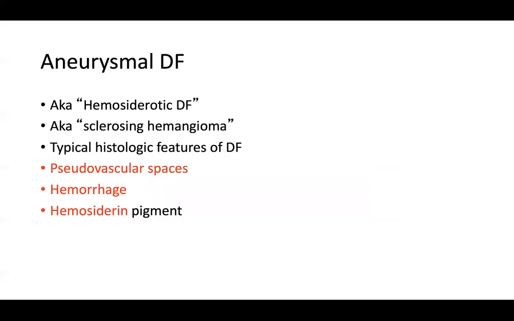So we'll just briefly discuss some of the variants. Aneurysmal dermatofibroma, also known as hemosiderotic dermatofibroma or sclerosing hemangioma. The typical features include the features you would expect to see in a dermatofibroma, but you're also going to have pseudovascular spaces, a lot of hemorrhage, and a lot of hemosiderin pigment. And again, this is in your classical aneurysmal DF.